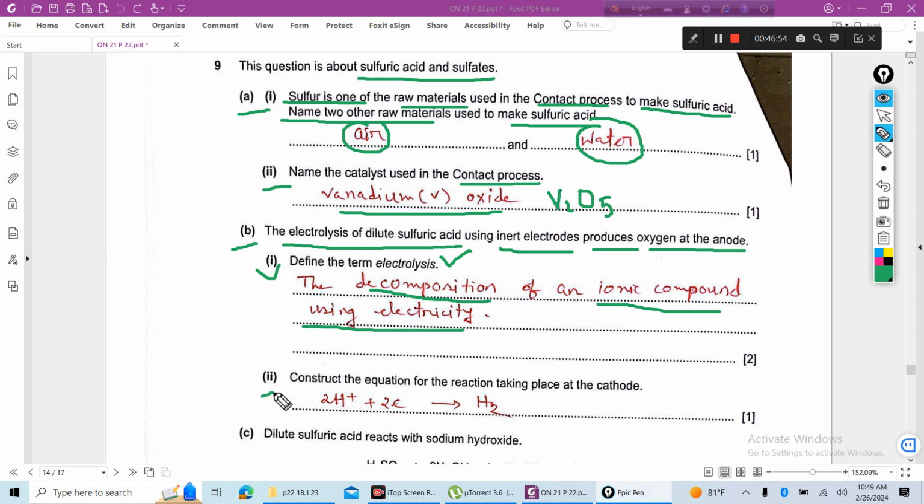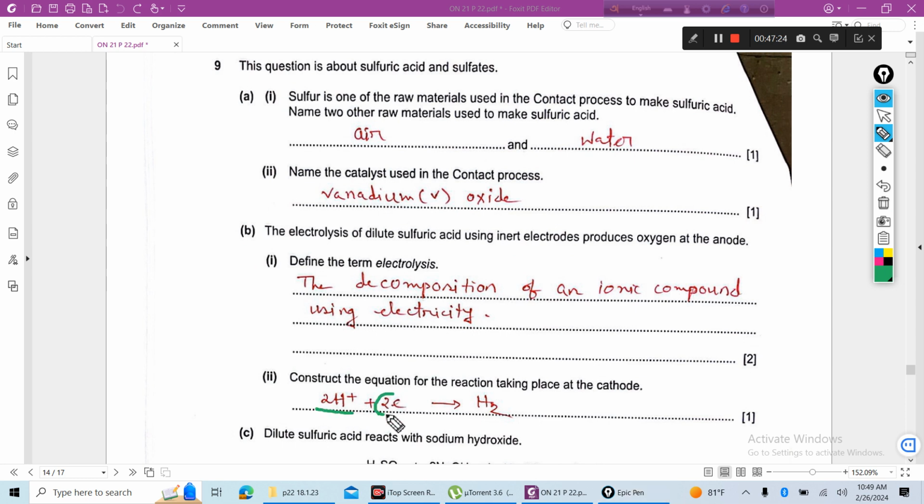And number 2, construct the equation for the reaction that takes place at the cathode. And you know, at the cathode reduction reaction occurs. 2 hydrogen ions gain 2 electrons to produce hydrogen gas. This is a reduction reaction because hydrogen ion gains electrons. This is the cathode reaction, as at cathode reduction reaction occurs.